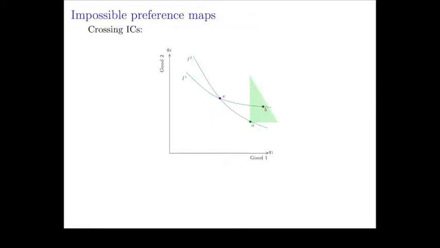So first, let's think about the possibility of crossing indifference curves. So let's suppose you have this bundle E, and there are two different indifference curves that pass through it, I1 and I2, and they cross at E. Well, if they cross, then I would be able to find a bundle A on I2 and a bundle B on I1, such that B has more of both goods than A.